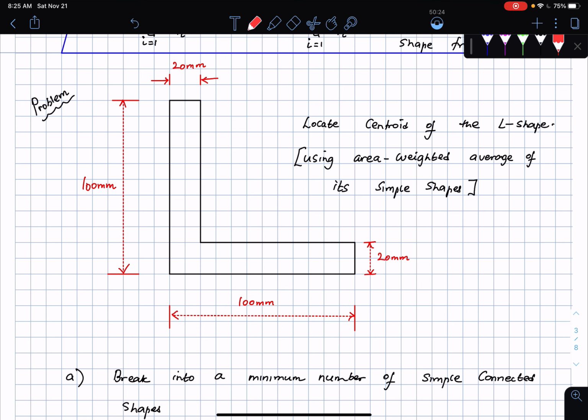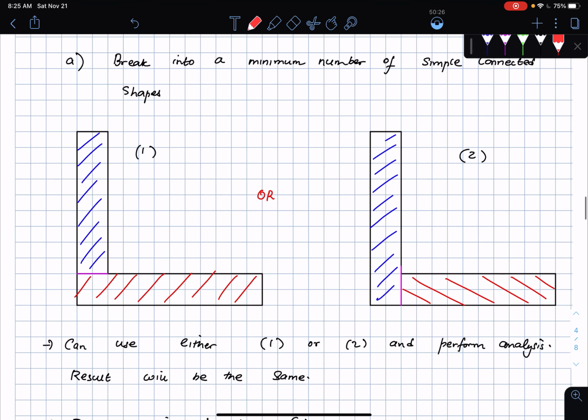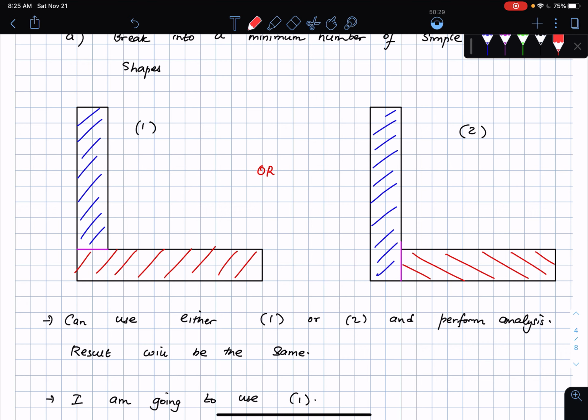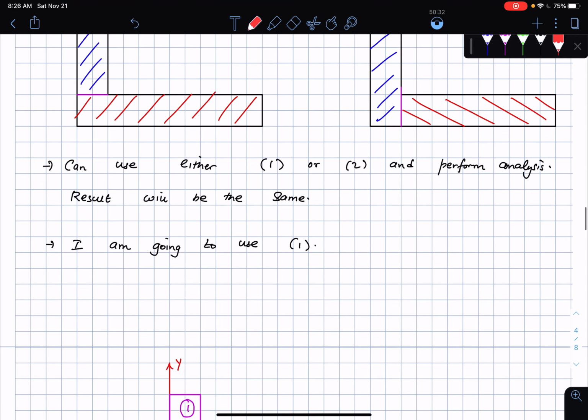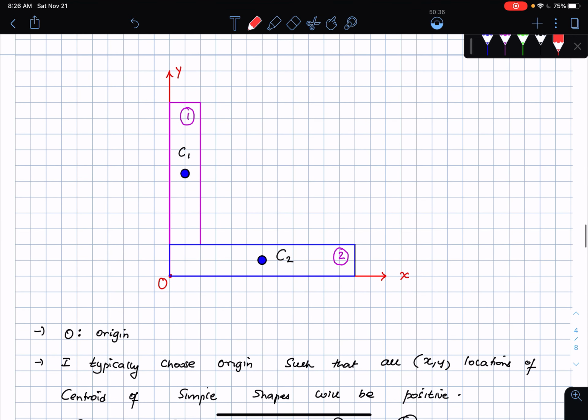So I have this composite shape. How do I find the centroid? I first break it into a minimum number of simple connected shapes, either one way or the other way. It does not matter whether you choose one or two. Once I choose either one of them, the important thing is I'm going to set up an origin. I set up an origin O typically such that all the dimensions that I get will be positive. Sometimes it is not possible in certain problems. You may be forced to choose an origin that is more convenient. So choose it at your convenience. I just want to mention that point.